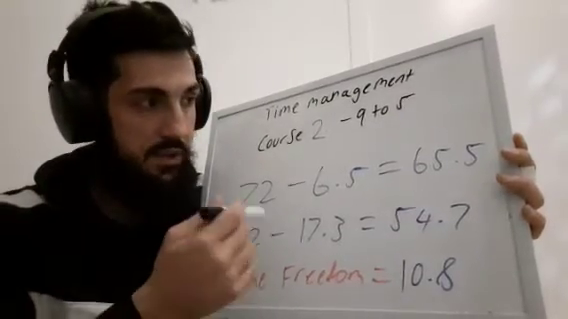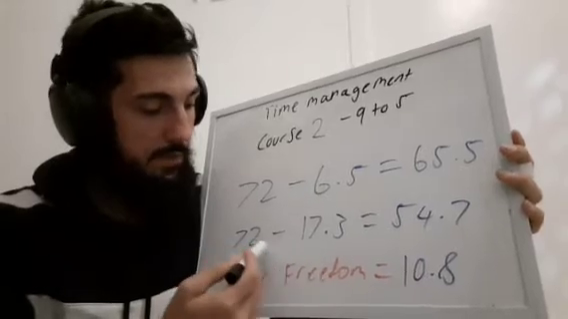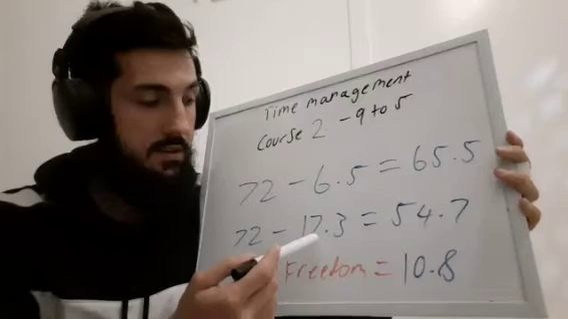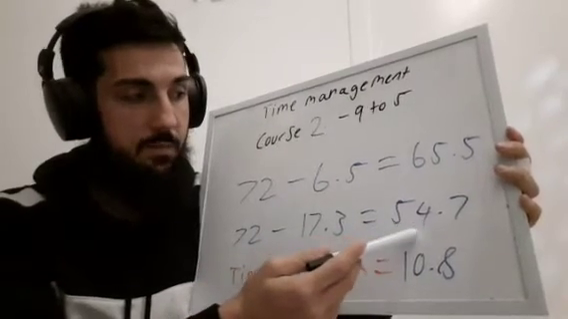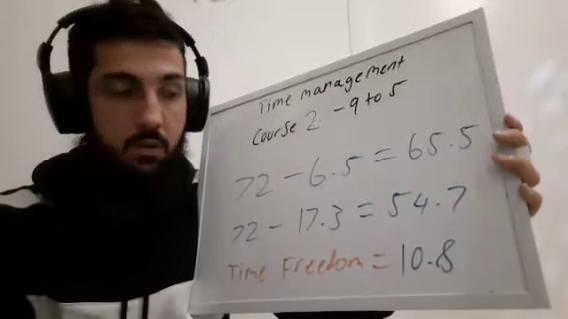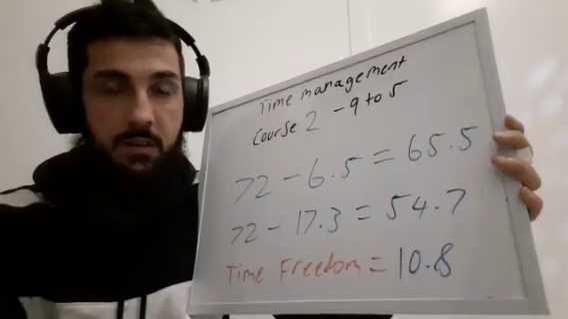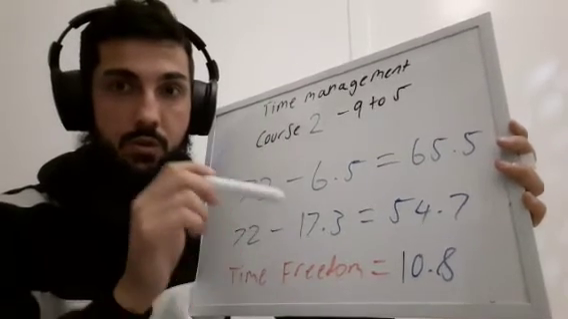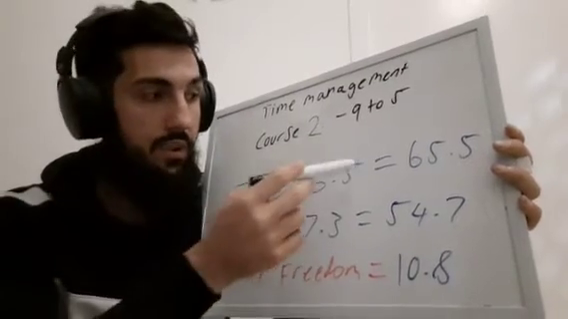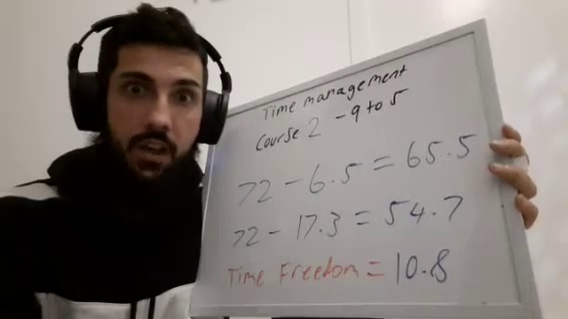Realize that in this example over here, you'll see 72 hours of time, and I'm going to minus 17.3. This person has 54.7 years who is working the 40-hour work week, which is 17.3, which is 2.6 times more than the person who's working the 6.5 year calendar.